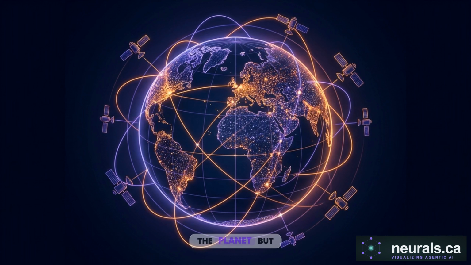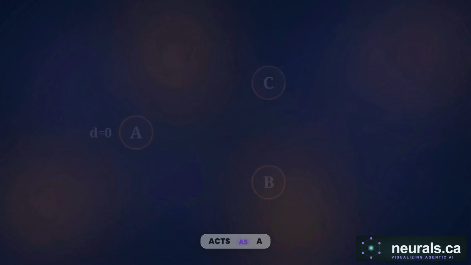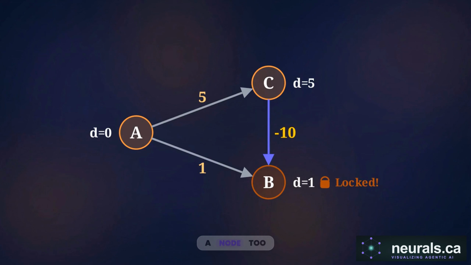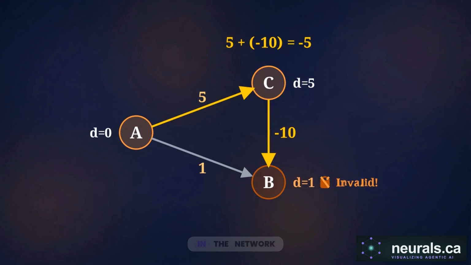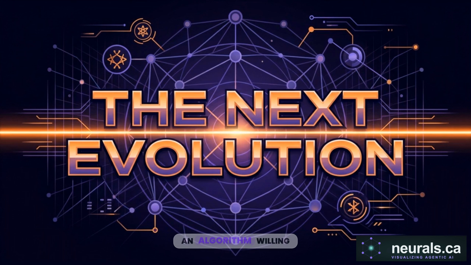But this diagram exposes the algorithm's single, load-bearing vulnerability. It completely collapses if an edge has a negative weight. A negative edge acts as a hidden discount. It tricks Dijkstra's greedy rule into locking a node too early, entirely missing a cheaper detour that appears deeper in the network. To account for negative costs and detect negative cycles, we have to abandon the speed of the greedy settle. We need an algorithm willing to reevaluate every path multiple times.